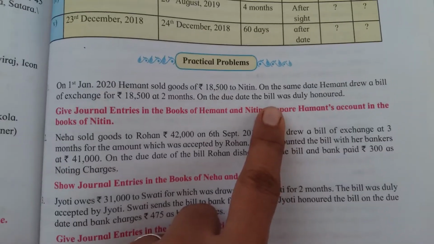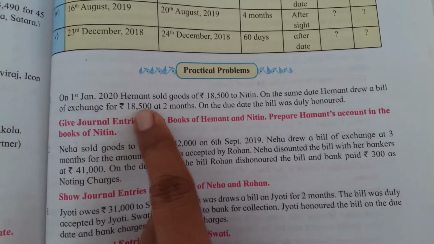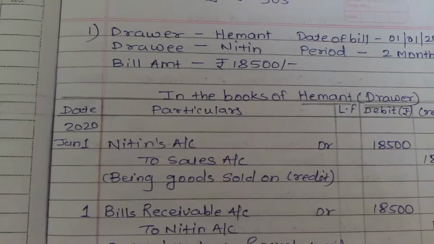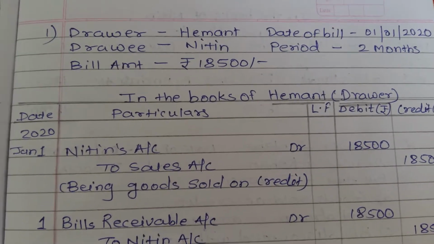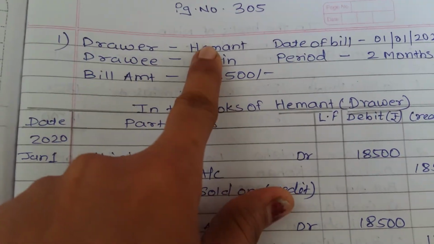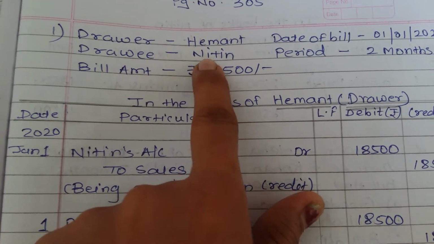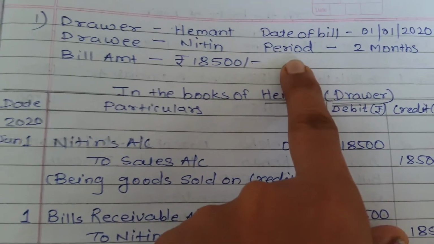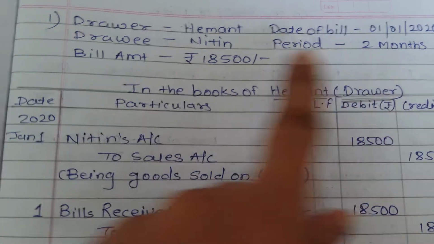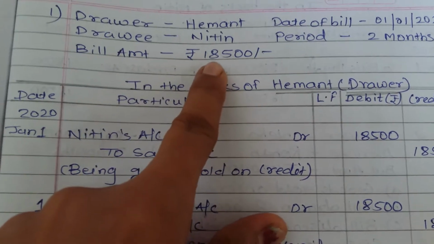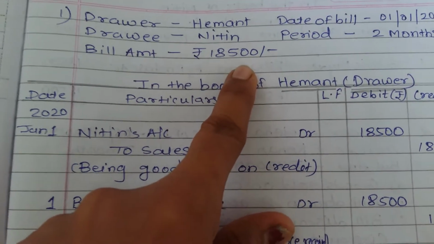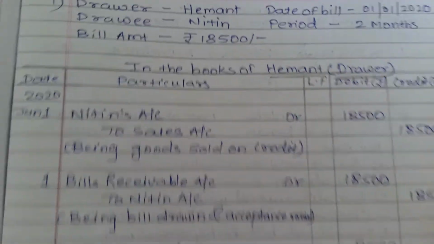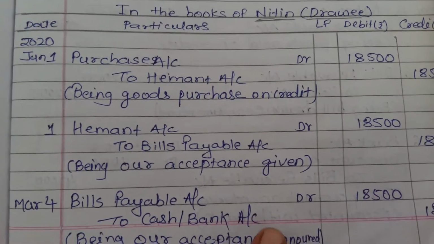And on the same date, Hemant drew a bill of exchange of rupees 18,500 for 2 months, and the bill is honored on the due date. So see that in short we are already writing: who is the drawer? It is Hemant. Who is the drawee? It is Nitin. Date of the bill is which? 1st January 2020. For how long is the bill drawn? It is drawn for 2 months. And what is the bill amount? It is 18,500. So we have to write the journal entry in the books of Hemant, who is the drawer, and in the books of Nitin, who is the drawee.